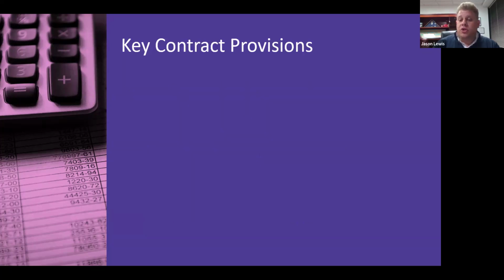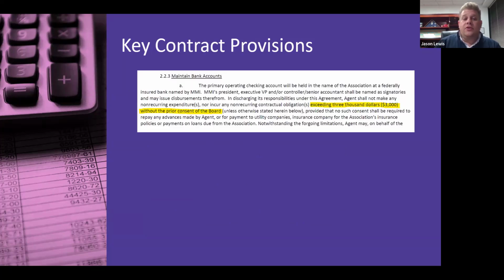Let me dive into some particular contract provisions that I think would be helpful in terms of how we meet those charges and also management in motion, if you will, what we're doing on a daily basis for you. So first item up is under section 2.23 under maintain bank accounts. This is where you will find the spending authority that management has contracted for incurring expenses, usually one-time expenses on your behalf. So in this particular example, this dollar amount is $3,000 for this client.